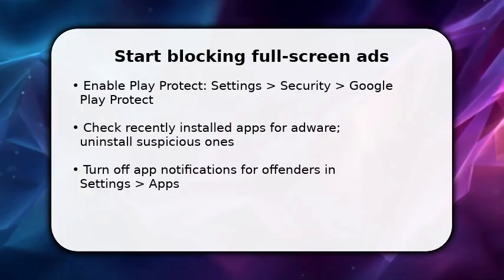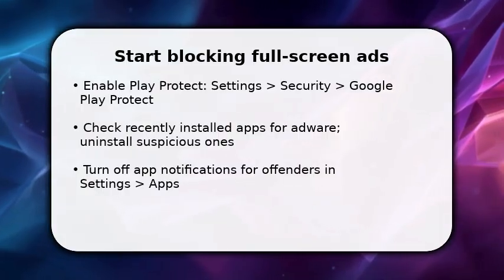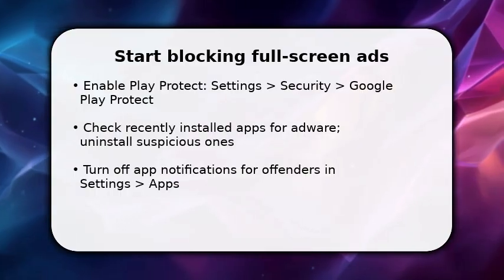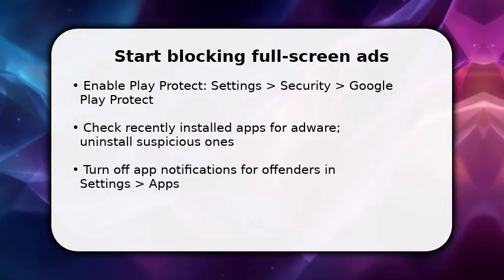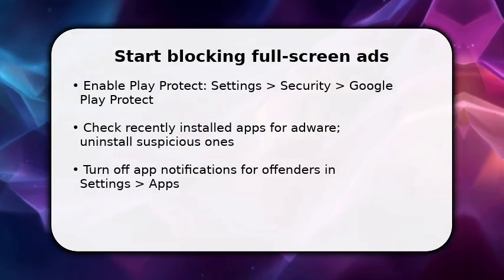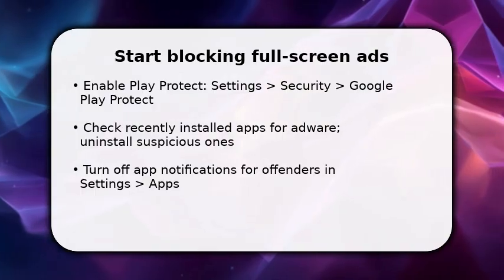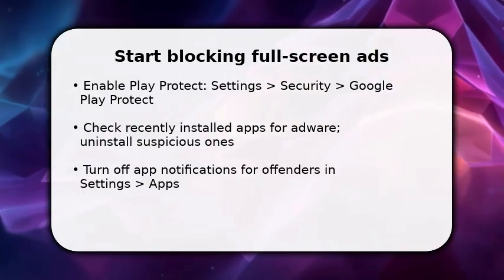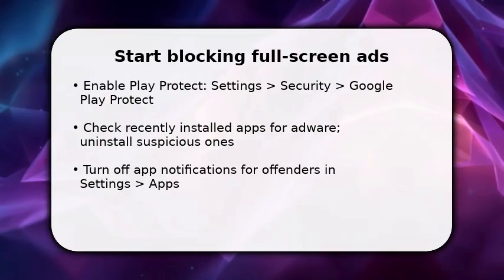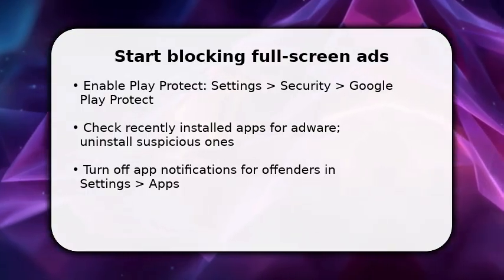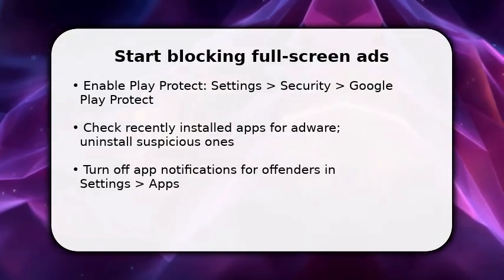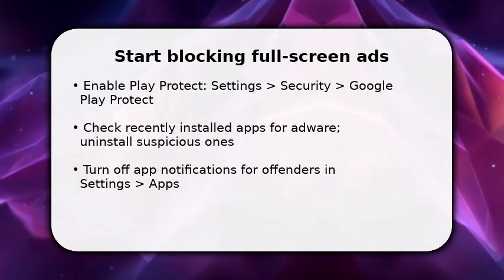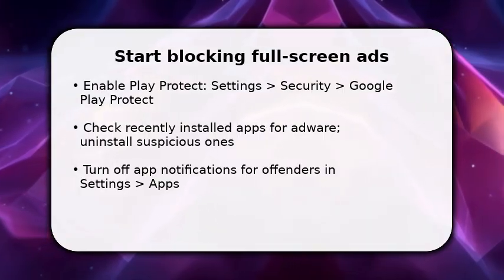You'll start immediately by confirming basics that stop many full-screen ads. First, open Google Play Protect and run a scan. This catches known adware. Next, review recently installed apps and uninstall any you don't recognize. Adware often arrives via sideloads. Then, go to Settings, Apps, find the app showing ads, and disable its notifications. Once done, you'll cut off the most common ad vectors and prepare the device for targeted fixes.